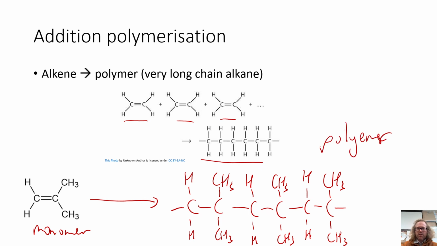If you have to name the polymer, all you need to do is add poly in front of whatever the monomer is called. So this one here is 2-methylpropene. So this polymer will be poly(2-methylpropene).